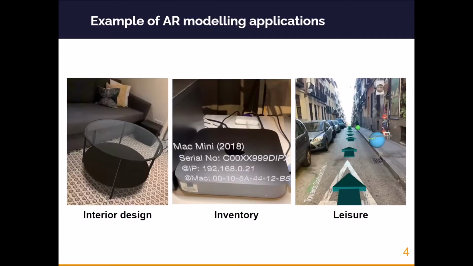These are three examples of AR modeling applications. The first one is the IKEA app, where you can place a piece of furniture in the middle of your room, so you can imagine how it will look and what kind of decoration you can add to your home. Then you have the computer inventory. Here we scan the barcode of the Mac Mini and it displays some relevant information like the MAC address and the IP address. And finally, you have the leisure application where tourists can display points of interest by focusing the camera on them, and they can follow the track to get directions towards nearby touristic spots in the real world.